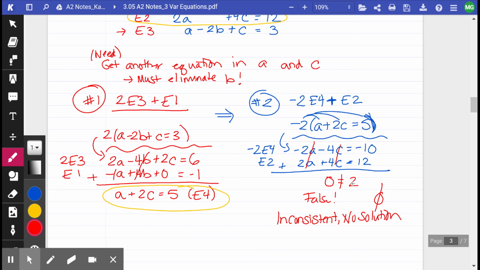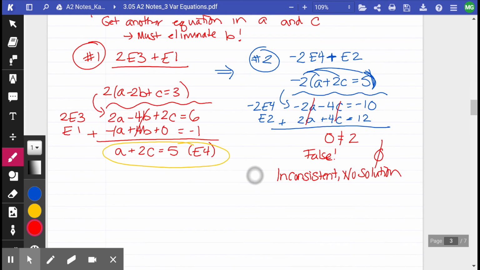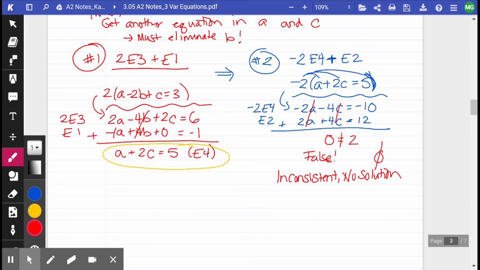If you end up with a true statement, like 0 equals 0 or 2 equals 2, if it's true, then that tells you you have an infinite number of solutions. So they could intersect in a line because there would be infinite points on that line. But if you end up with a false statement, then there's no solution and you're actually done. So it's a little bit shorter. But sometimes, we get nervous because everything dropped out, but that is okay. And it just means that they don't intersect. There's no solution. All right, that is it for our 3 variable systems.